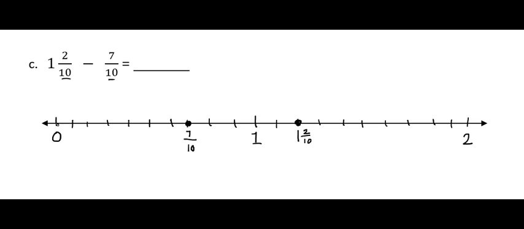Now I need to find the difference between the 2 points, and I can hop by tenths along the number line, and I see that I have hopped 5/10. So the difference between 1 2/10 and 7/10 is 5/10. In the next section, we're going to use number bonds to help us with the subtraction.